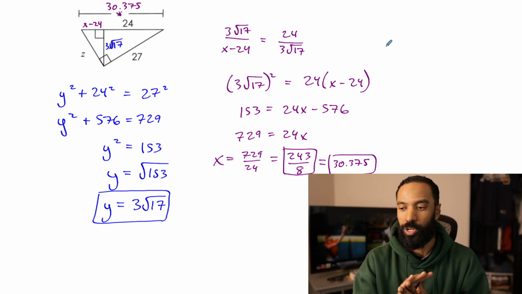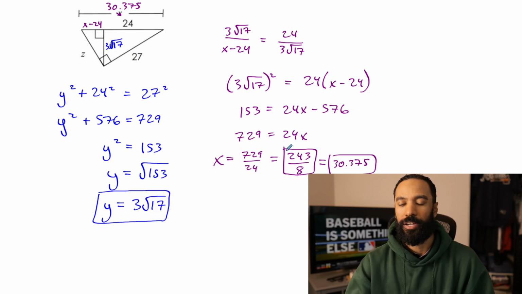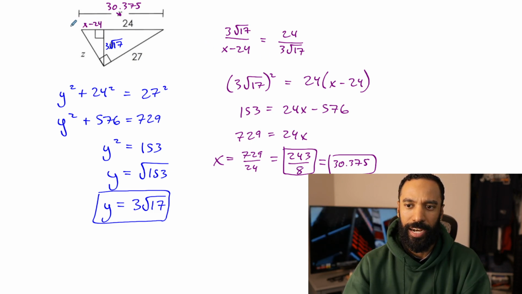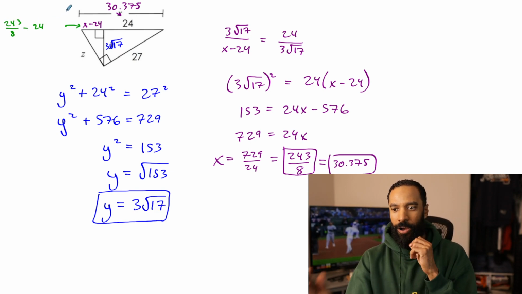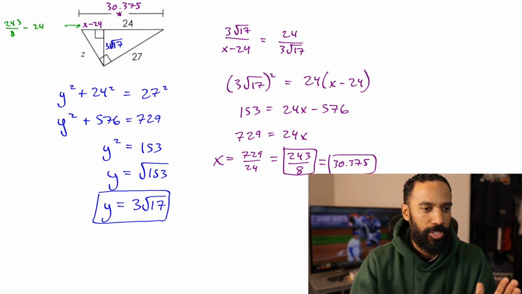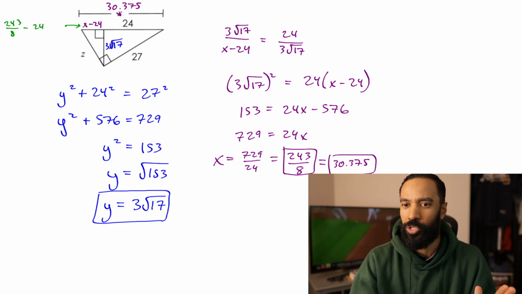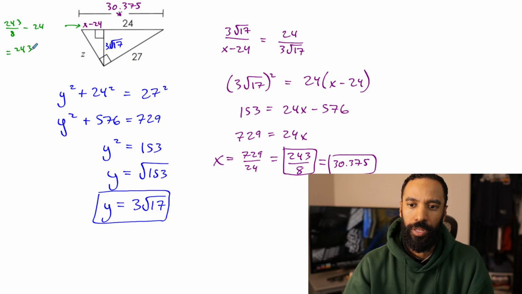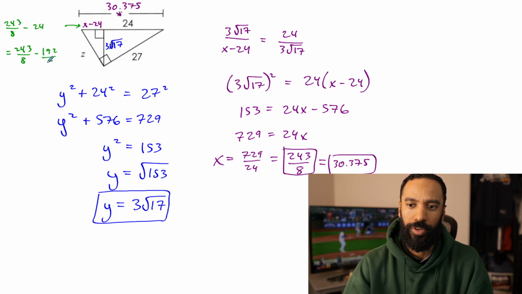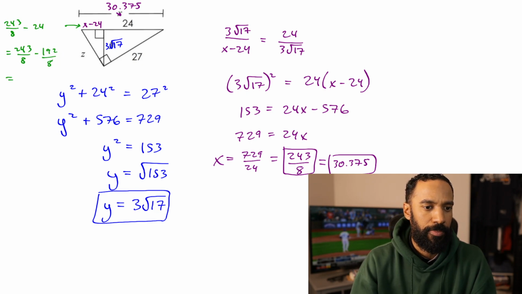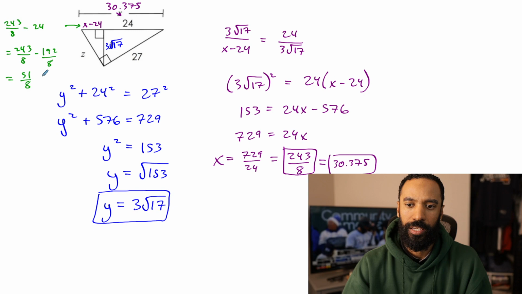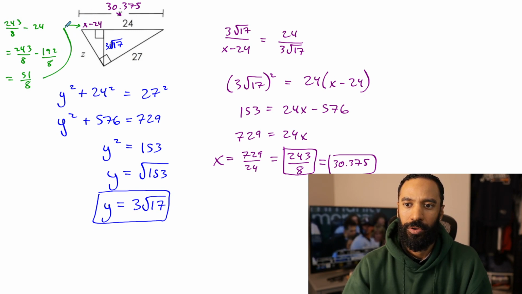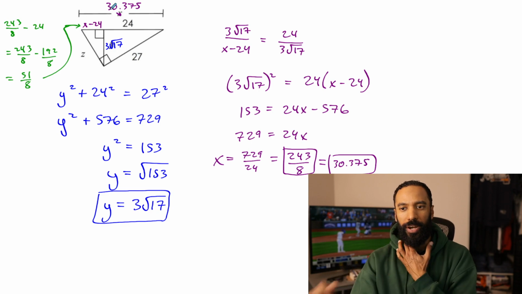Bear with me. Fractions are going to look weird. Now, I'm going to use the fraction version. Let's begin with the fact that I need to figure out what 243 over 8 minus 24 is. Now, I have to get a common denominator. 24 times 8 is 192. 243 over 8 minus 192 over 8, which is, let's just not mess this up, 51 over 8. So that's this guy right there.